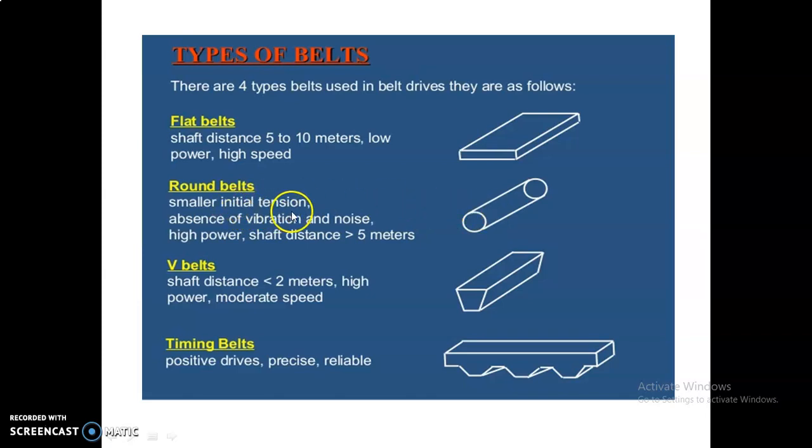So smaller initial tension, absence of vibration and noise, high power, shaft distance less than 5 meters. V belts, shaft distance less than 2 meters, high power, moderate speed.